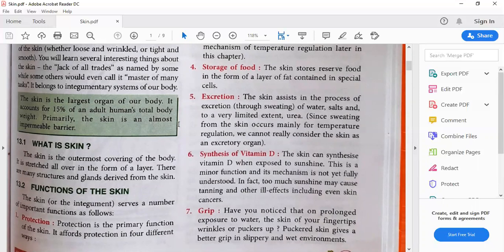But ये prove नहीं हुआ है. So this mechanism is not yet fully understood. Okay. So sometimes too much exposure, what will happen? It will have a tanning effect. Okay. Or you can have skin cancer.